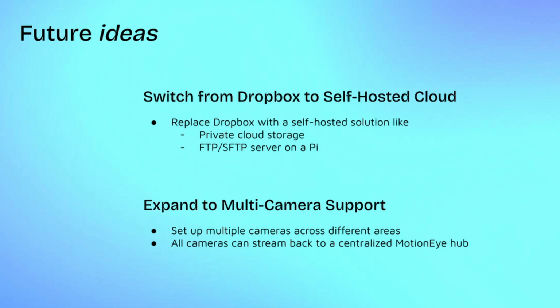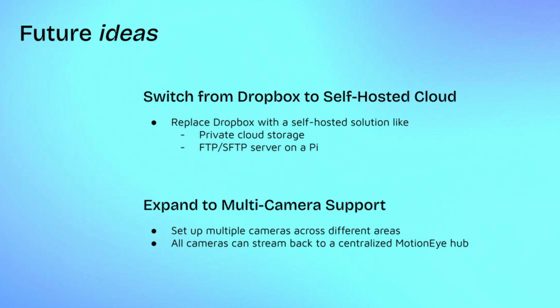First, I could try switching from Dropbox to a self-hosted cloud. This would give me a lot more control over privacy, reduce reliance on third parties, and allow deeper integration with custom systems. It would also make the system fully local if I needed to, ideal for secure environments where I could be disconnected. Next, I'd like to add multi-camera support.